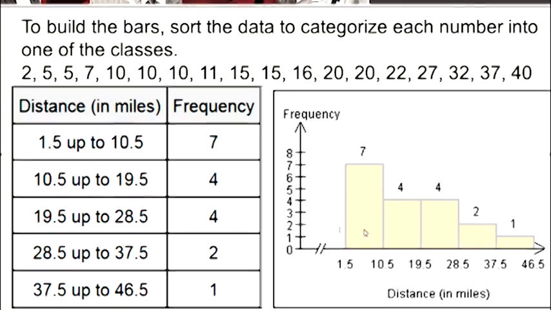So here we have 7 in the first category, so I drag up, see the 7 on the vertical scale. So this one needs to match it at 7. And the second category had 4, so I'm going to drag this one up to 4. And the next one had 4, and then 2, and then 1 to match our frequency distribution over here on the chart.